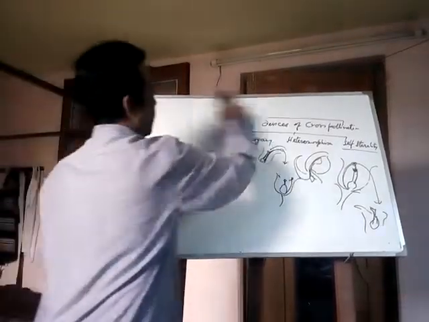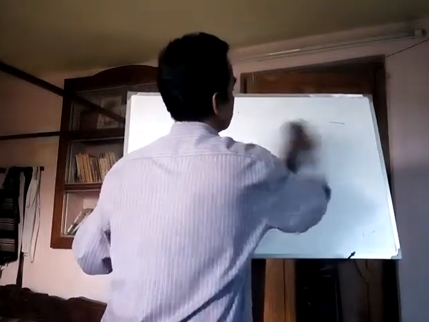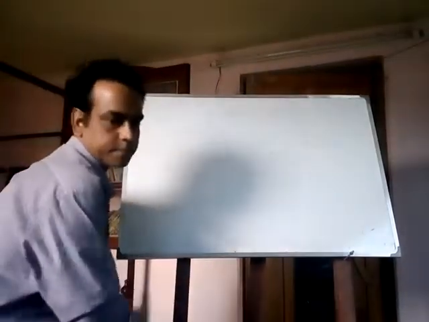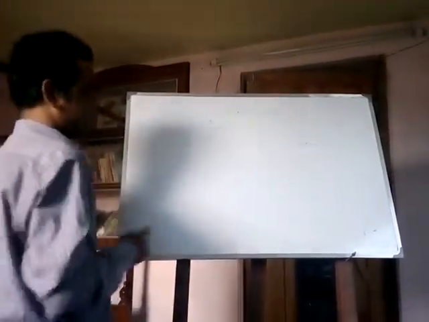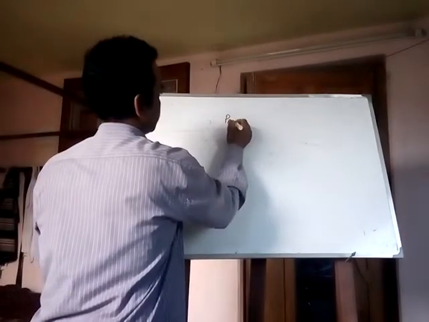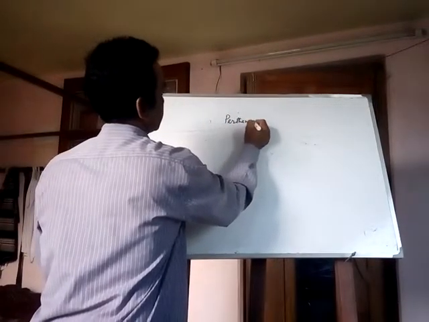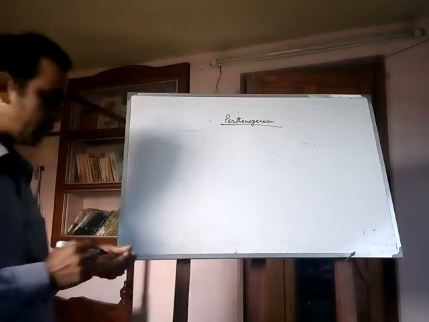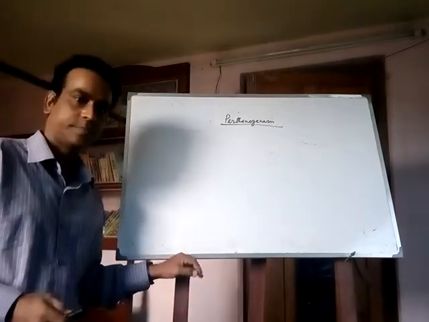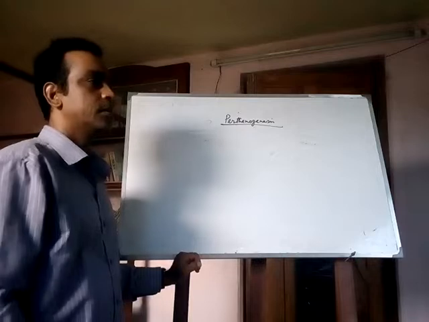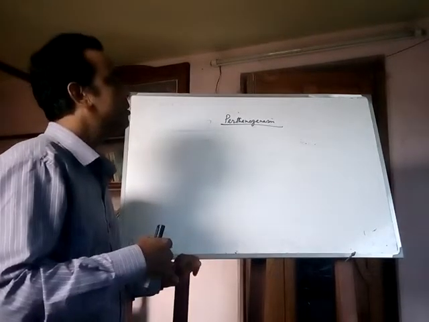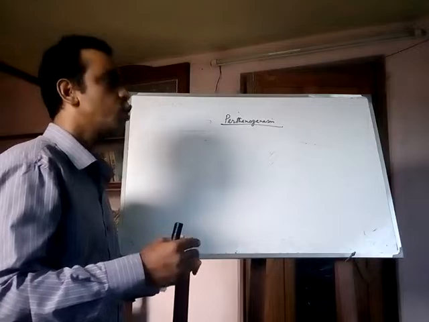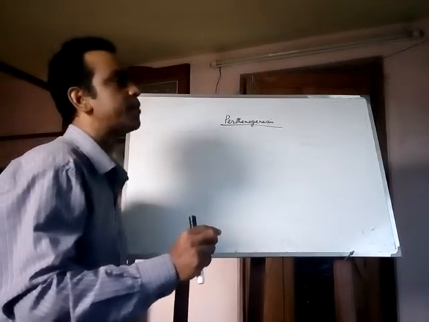Next, I discuss here some peculiarities of the other part of reproductive subjects, that is parthenogenesis. What is parthenogenesis? Parthenogenesis is a process by which daughter organisms can be produced without a meeting of the male gamete and female gamete.